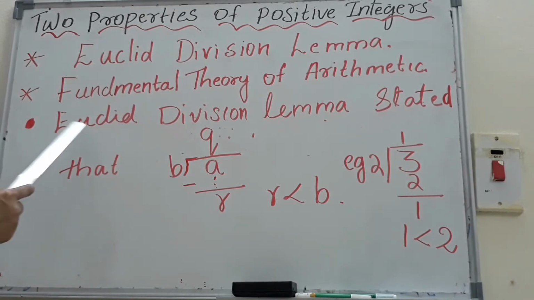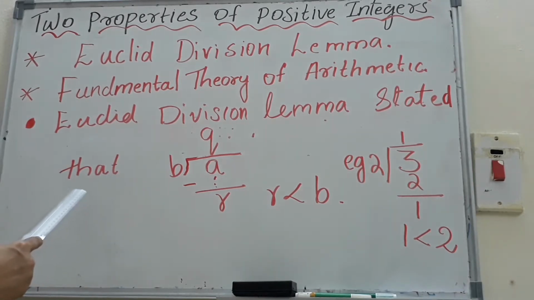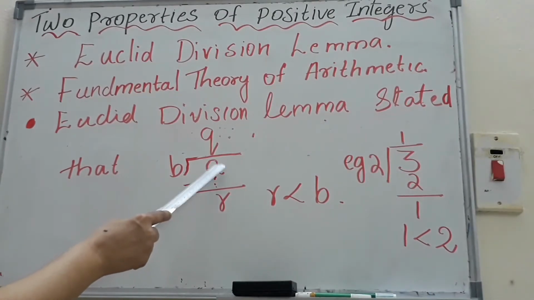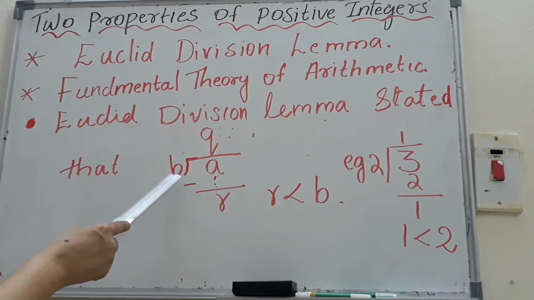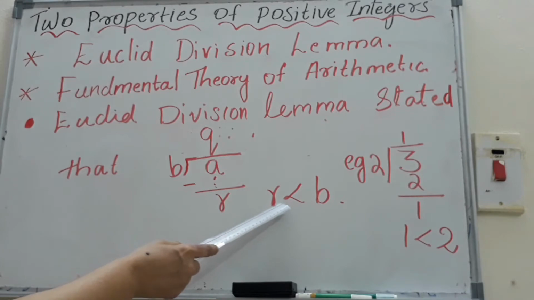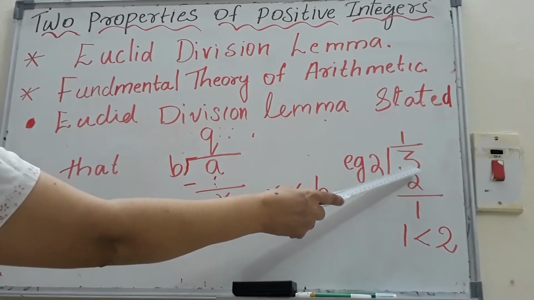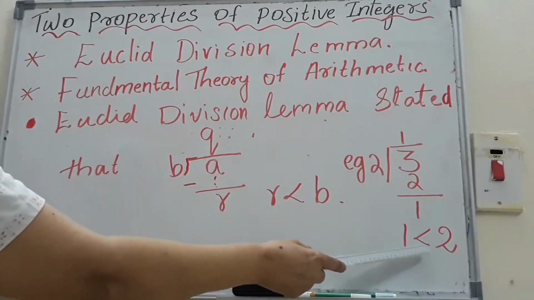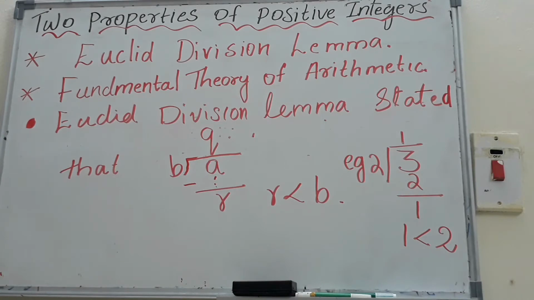Then what is Euclid division lemma? When a positive integer a is divided by another positive integer b, it leaves a remainder r such that r is less than b. For example, 3 divided by 2 leaves a remainder 1, and 1 is less than 2. It is similar to the long division process.